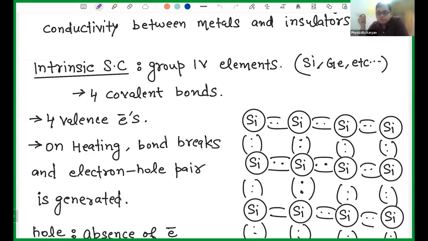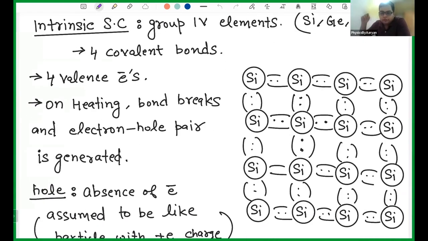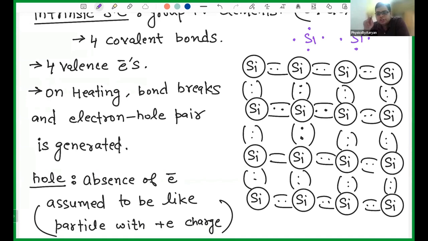Now, what do group 14 elements have? If you poke inside this group 14 element, you will see something like this. You have silicon, and every atom has 4 valence electrons. If this is silicon, one electron here, one here, one here, one here, and there is another silicon, one here, one here, one here. The silicons will make bonds with each other, which will be covalent bonds. Covalent bond means equal sharing of electrons.